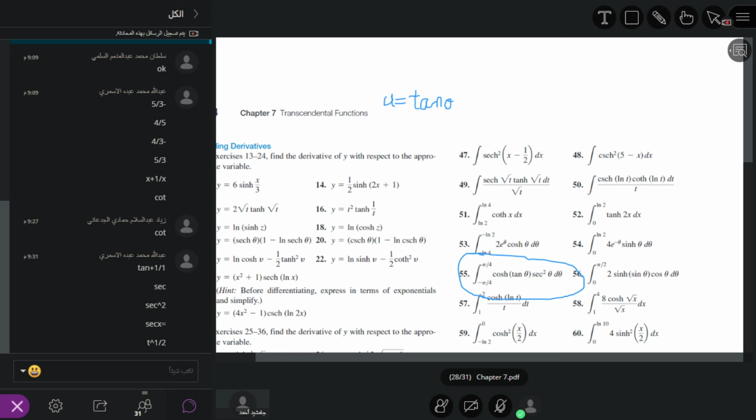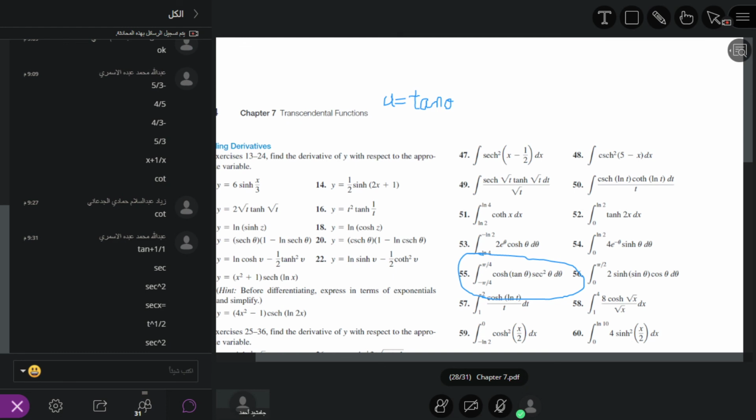Now what is the derivative of tan theta? It is equal to sec square theta. Derivative of tan theta, yes, it is equal to sec square theta. So du over d theta is equal to sec square theta.